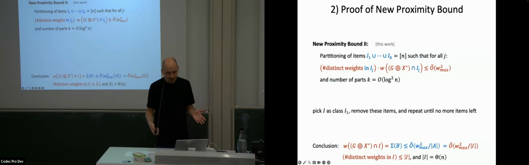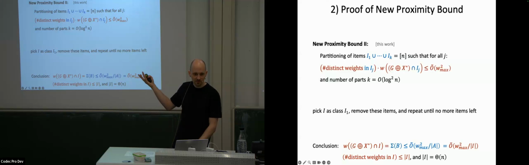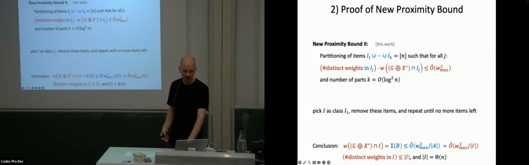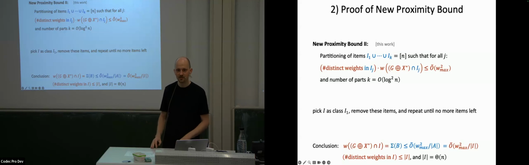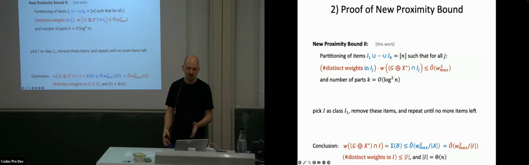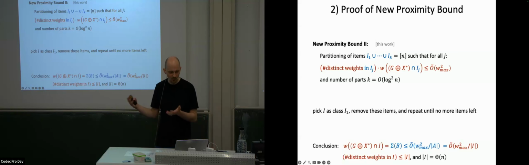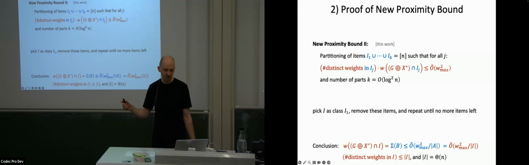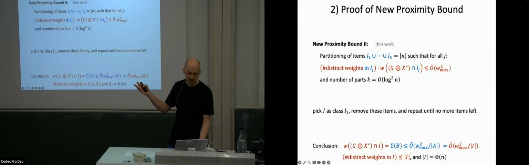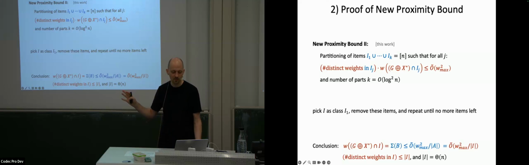So what we did now is we found one part of this partitioning here. And this has linear size, theta of n, so we can remove these elements and recurse on the rest. We will end up with a logarithmic number of parts. Once you generalize this to include multiplicities, so multiple items of the same weight, one can generalize this and end up at log squared n parts.